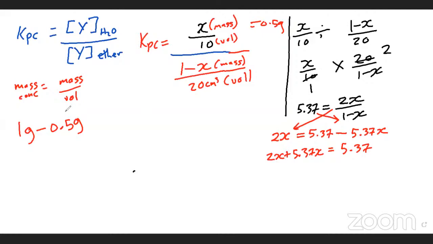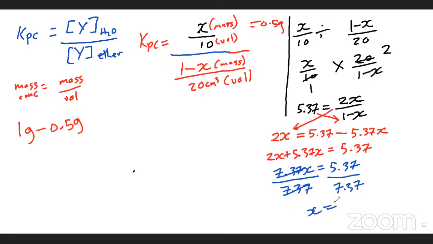All right. So now if you add these up, you would get 7.37x equal to 5.37. We are trying to find x, so we're going to divide both sides of the equation by this. So x would be equal to, let me see what I got, 0.73.